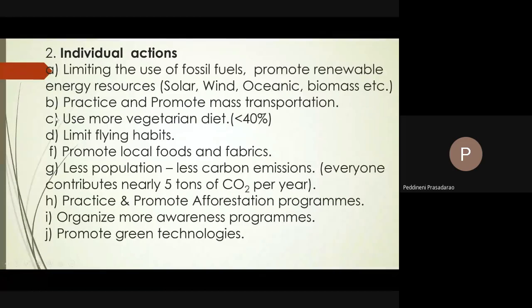And then the second one is actually at the individual actions: limiting the use of fossil fuels and promoting renewable resources, practice and promote mass transportation, use more vegetarian diet. That means non-vegetarian diet will normally produce 40% more emissions when compared to vegetarian diet, and try to limit the flying habits. So if you are taking frequent flights, then you will be producing more gases. Then promote local foods and fabrics.